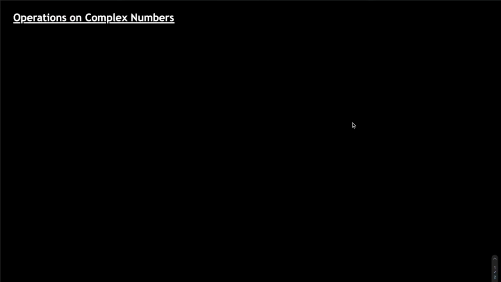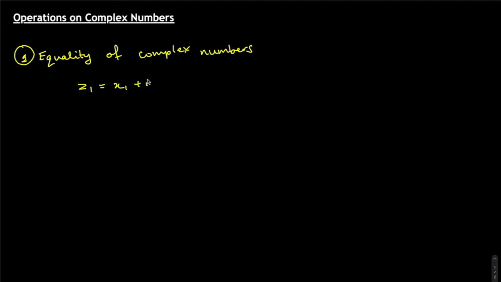The first property is equality of complex numbers. In this case, we have two complex numbers. I'm going to denote them with Z1, which is X1 plus i Y1, where X1 is the real part and Y1 is the imaginary part. And we'll have Z2, which is X2 plus i Y2. What this says is equality of complex numbers, as the name suggests.